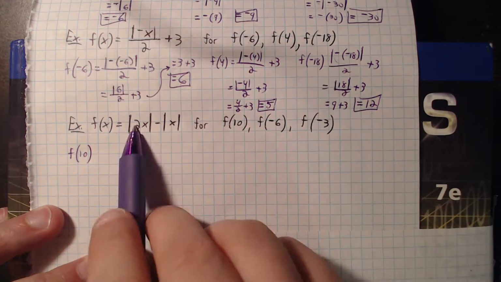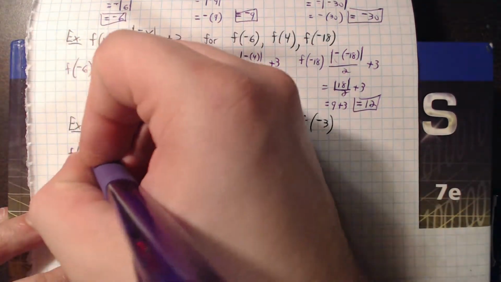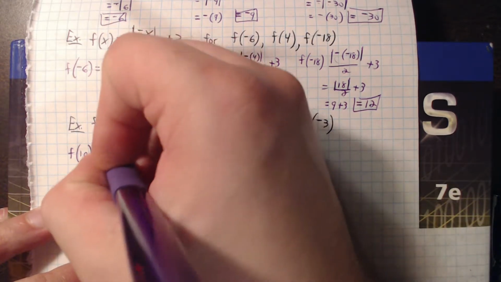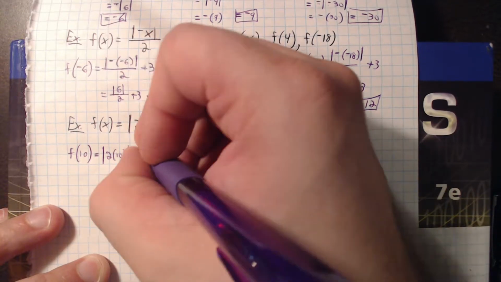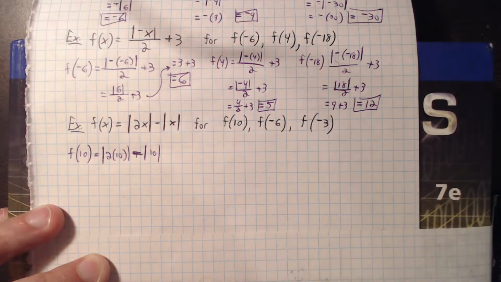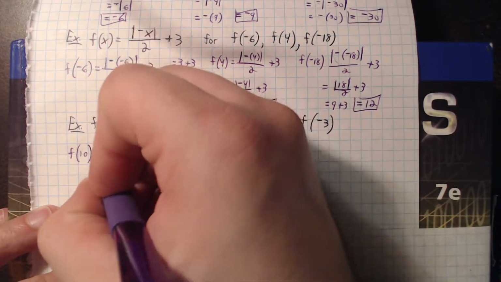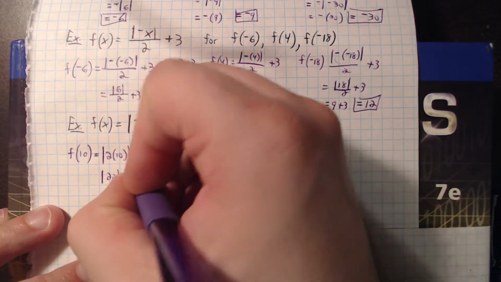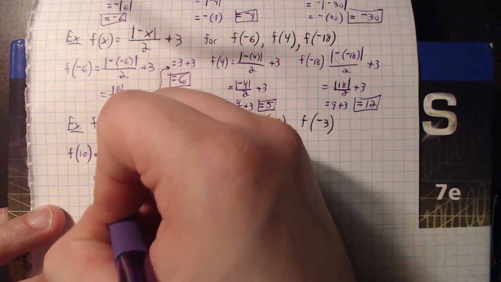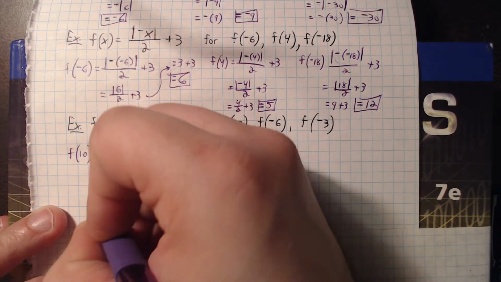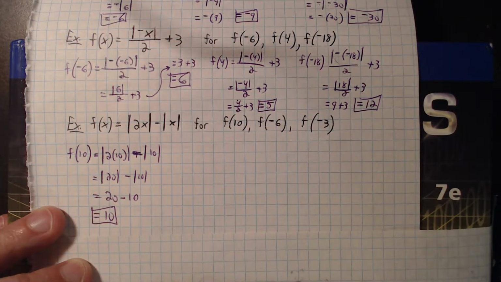Here we have f evaluated at 10. So you've got two different functions that you're evaluating at 10. We've got 2 times 10 minus the absolute value of 10. So 2 times 10 would be 20, minus the absolute value of 10. So that's just plain old 20 minus 10, which is 10.